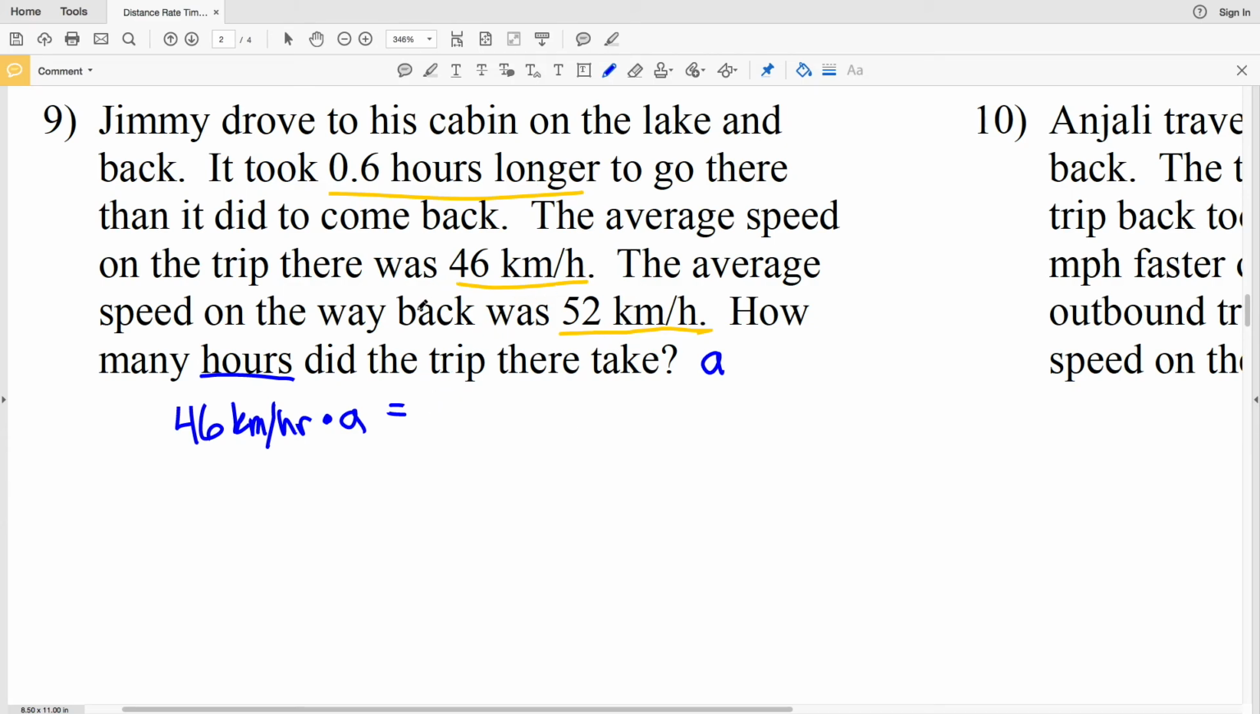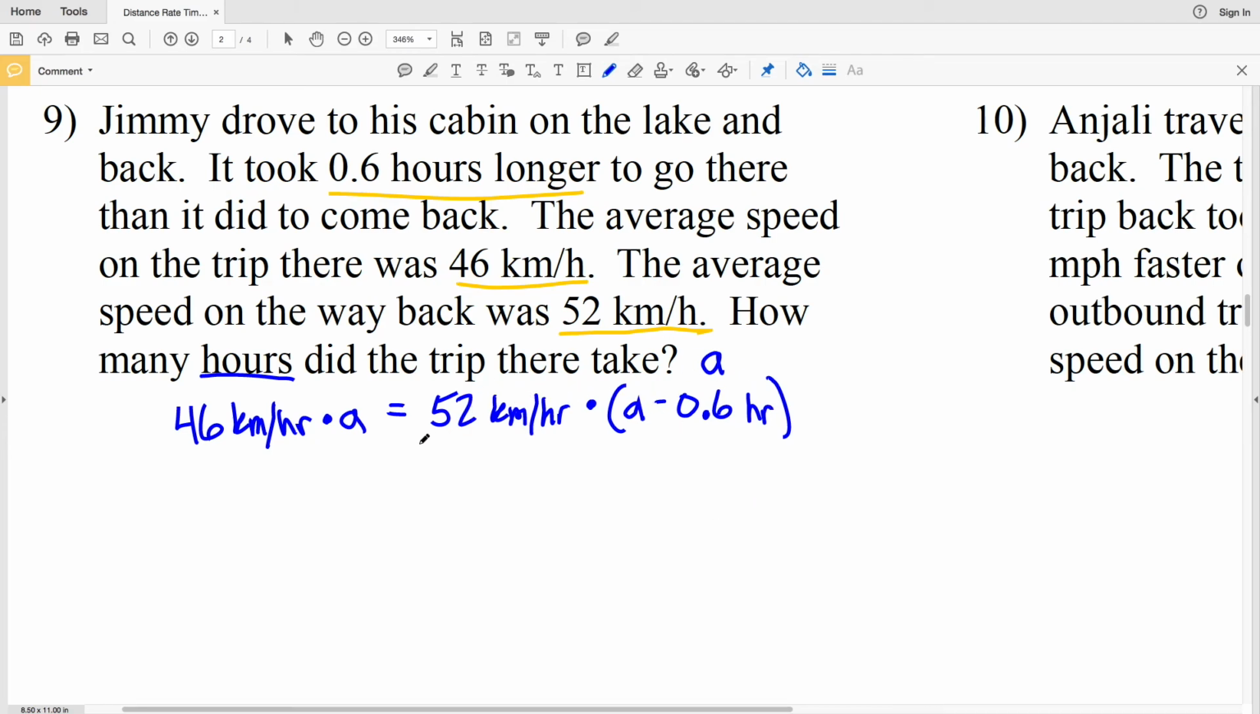So the average speed of the trip back was 52 kilometers per hour. And it took 0.6 hours longer to go there, so that means the trip back was 0.6 hours shorter. So since our variable is how many hours it took to get there, we're going to take that variable A and subtract 0.6 hours, because it was longer to get there than it was to come back, so we're subtracting that time from the trip back.